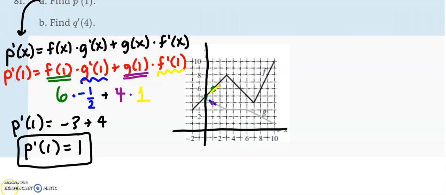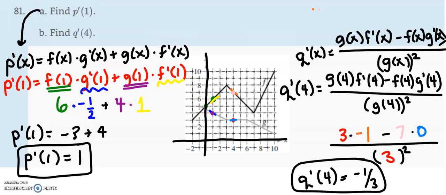So I'm going to have you pause the video and try the quotient one for yourself using what we just did, and then you can come back and check. So pause the video, try it, come back. All right, so hopefully you got -1/3. There's all my work shown. I tried to color code things the best I could. So g of 4 was that red dot at 3.